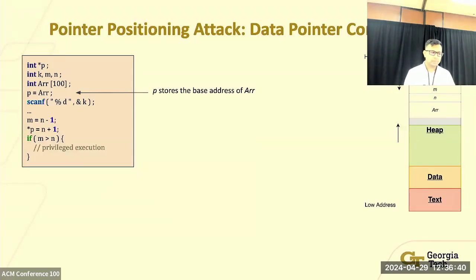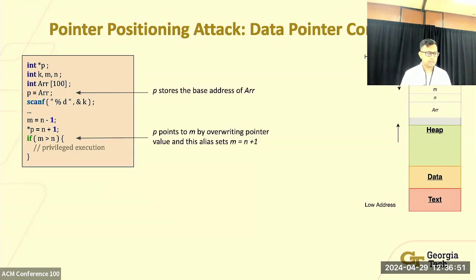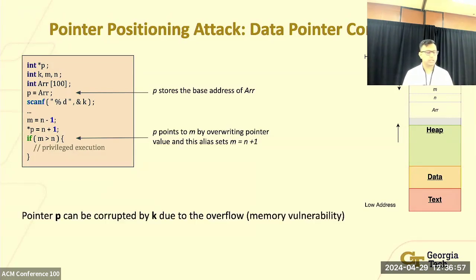This is a very simple example of a pointer corruption. Basically, p stores the address of array. If you look at the stack, if you overflow k, you can change the pointer value of p. And basically, p will point to m now, and you can just add 1, and it will execute the if condition block. So here, pointer p can be corrupted by k due to overflow.